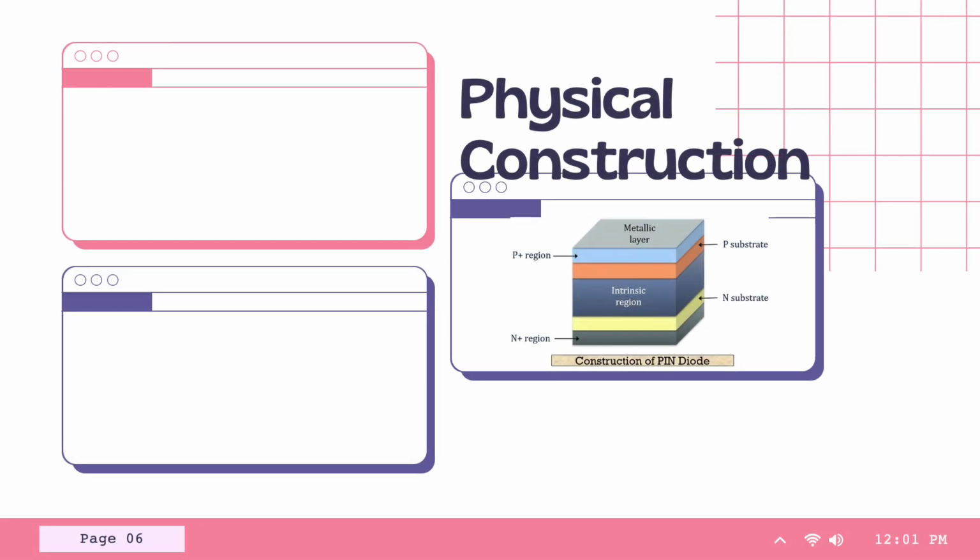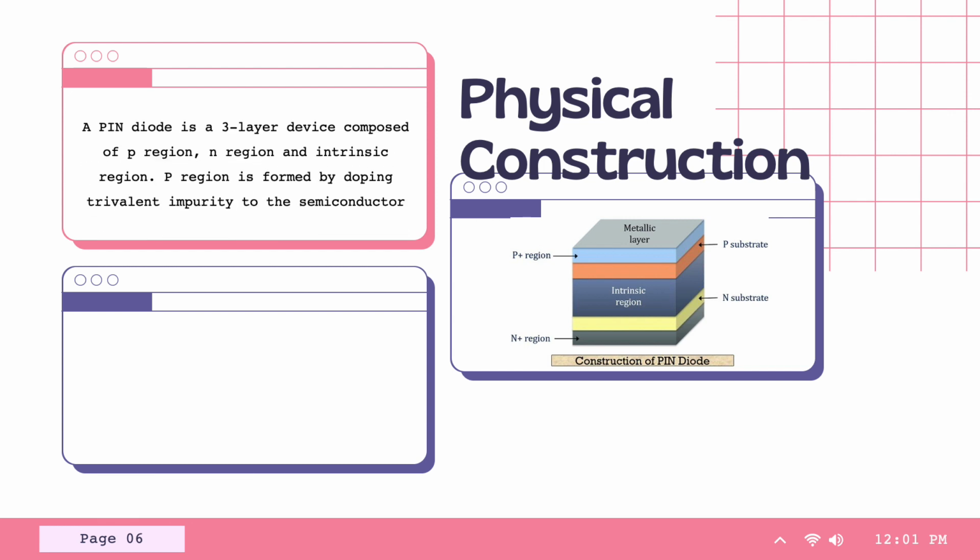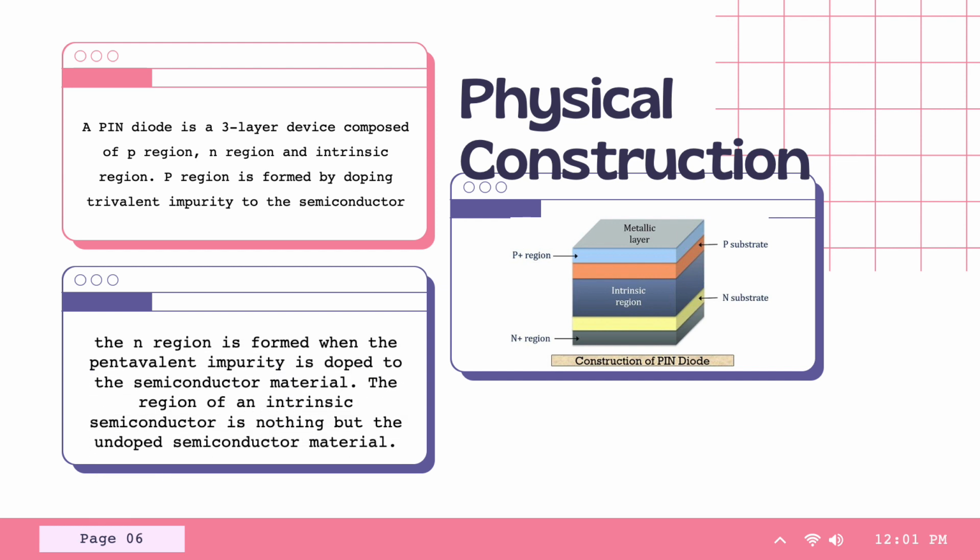For the physical construction, a PIN diode is a three-layer device composed of P region, N region, and intrinsic region. P region is formed by doping trivalent impurity to the semiconductor, and the N region is formed when the pentavalent impurity is doped to the semiconductor material. The region of an intrinsic semiconductor is nothing but the undoped semiconductor material.